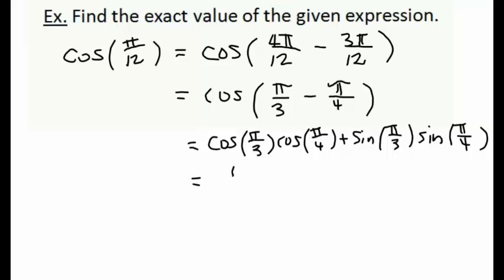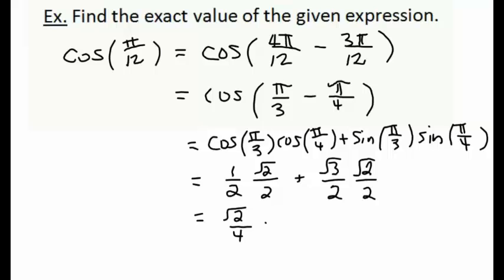Cosine of pi by 3 is 1/2. Cosine of pi by 4 is root 2 over 2. Sine of pi by 3 is root 3 over 2. And sine of pi by 4 is root 2 over 2. Simplifying, we get root 2 over 4 plus root 6 over 4. And we can add these together to get square root of 2 plus square root of 6 divided by 4.